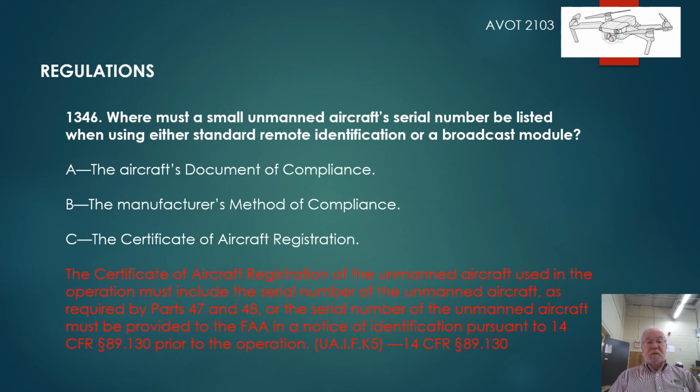The aircraft's document of compliance is something that you would obtain from the manufacturer saying that this is approved. The manufacturer's method of compliance, that's just the issue between the manufacturer and the FAA. We don't need to see their method. We can find out if we want it, but we don't need to see it. Certificate of aircraft registration must include the serial number of the unmanned aircraft.